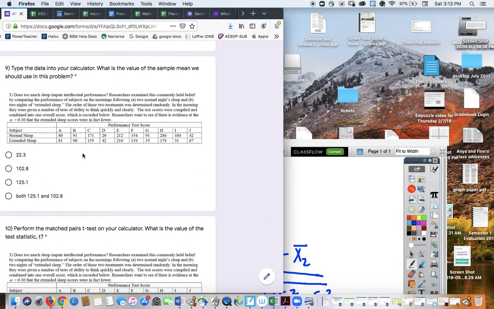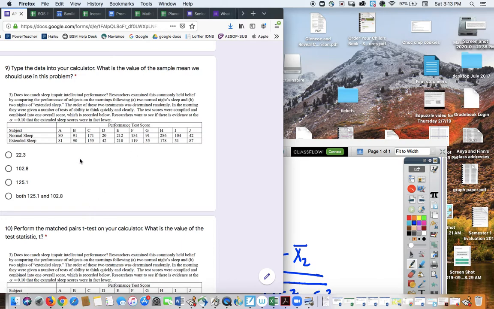And then number 9, type the data in your calculator. What is the value of the sample mean we should use? Going off of context clues, mean is singular here, so there should only be one answer. A lot of people answered both 125.1 and 102.8. That's wrong. There should only be one answer. It did not say means plural.